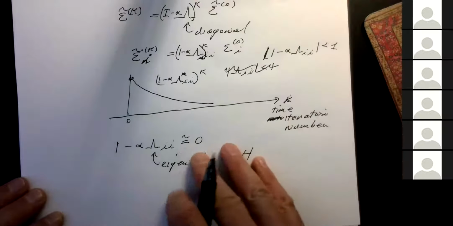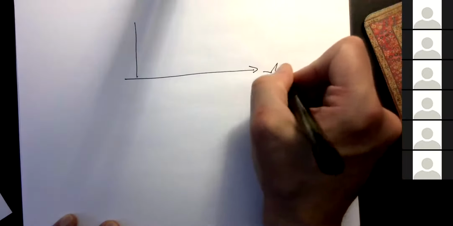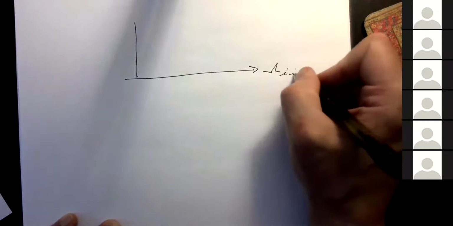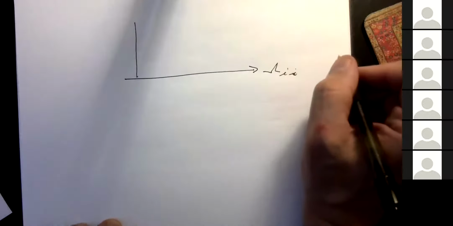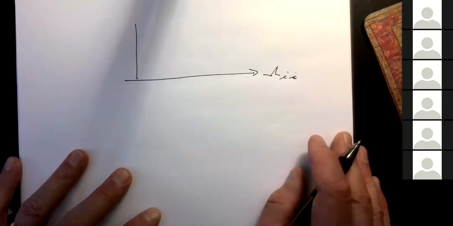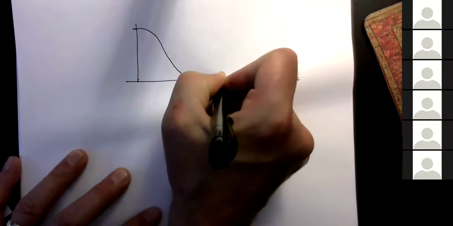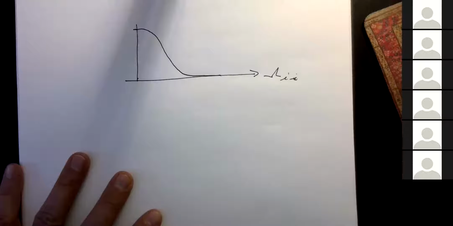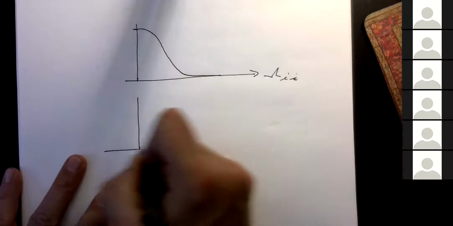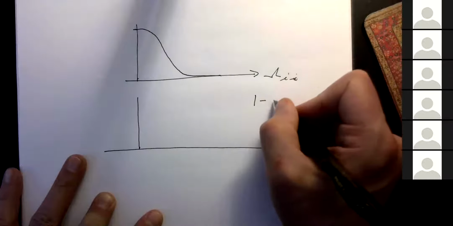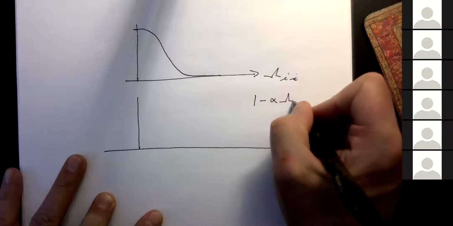The problem is you can't make them all equal to 0 at the same time. Here i indexes the dimensionality, so it's the size of the image you're trying to reconstruct. Let's say that some of these eigenvalues are very close to 0, and some of them are maybe large. So you might have something like this. Those are the eigenvalues. Now you have 1 minus alpha times lambda i.